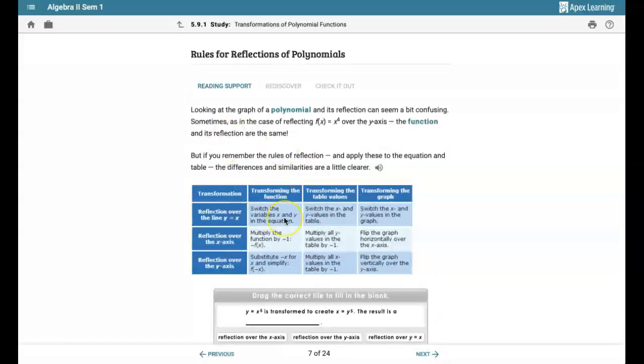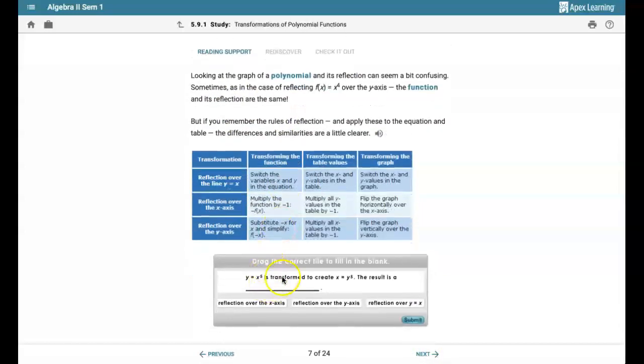Okay, so here are our rules for reflecting. If y equals 5x is transformed to create x equals 5y, the result is reflection over the line y equals x. We replaced y and x, and that was our value there. So that's our reflection.